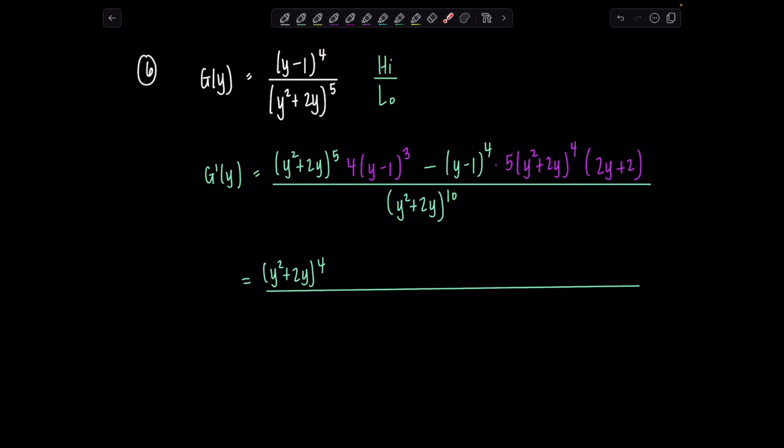Here's a 4. I mean, there's this 2y. I don't want to mess with it. That'll make a mess. And then y minus 1 cubed, y minus 1 to the 4th. I can only take out the smaller exponent, so let's do it.